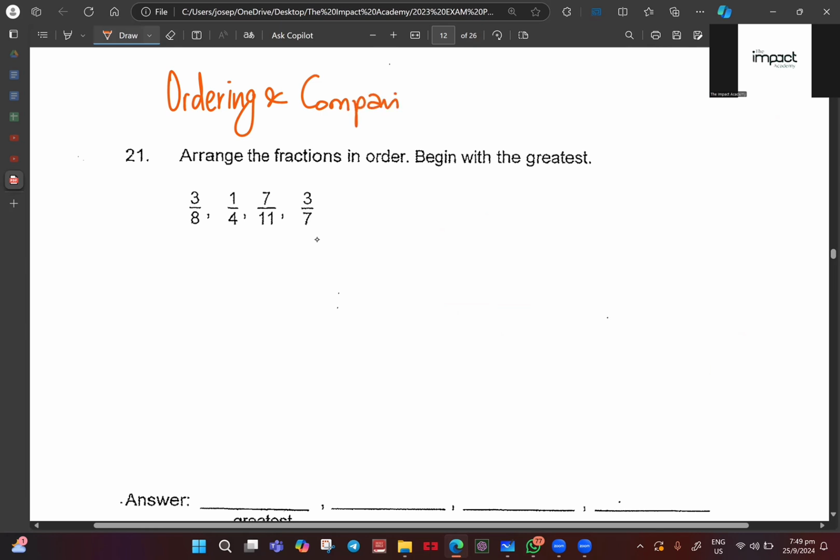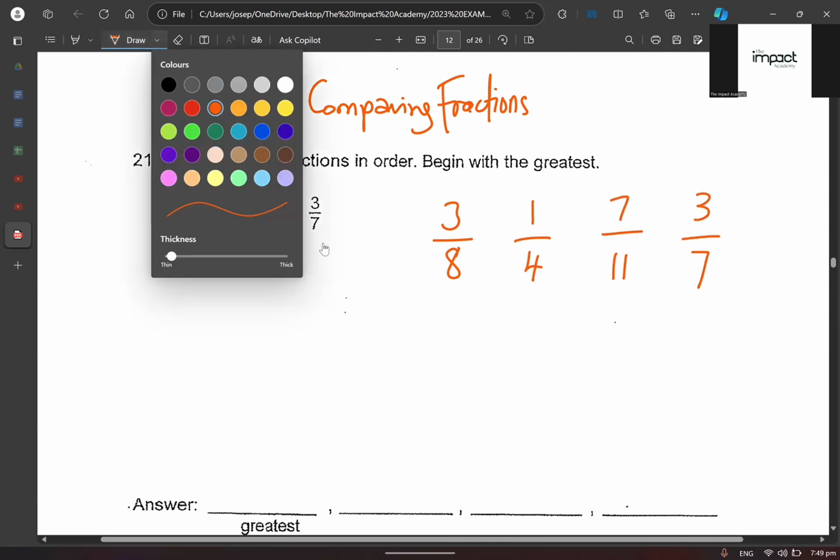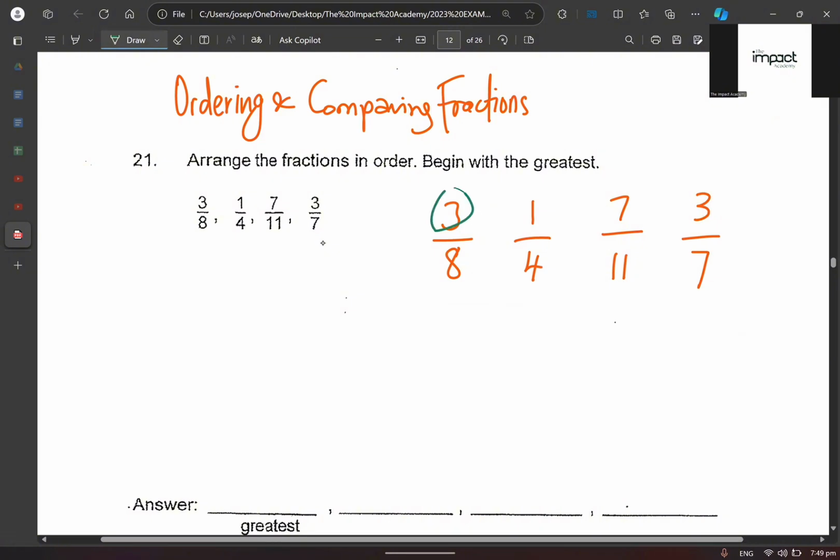Are you with me or not with me? Very good. So how do you know which one is the greatest? You need to show your processes. Very simple. You see, 3 over 8, 1 over 4, 7 over 11, 3 over 7, right? Your job is very simple: make the numerator all the same.